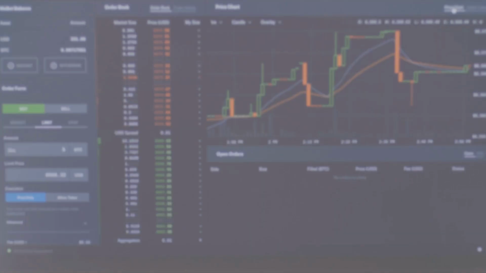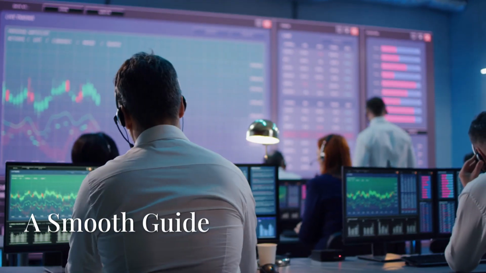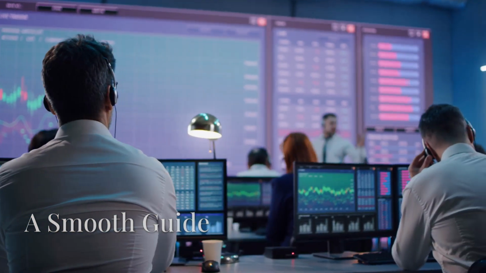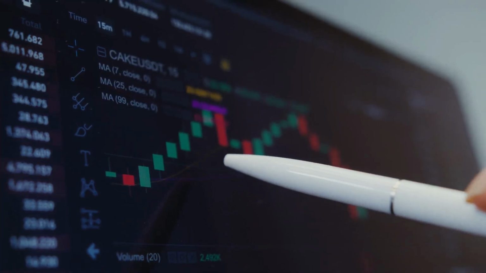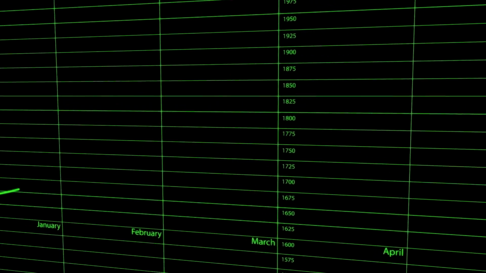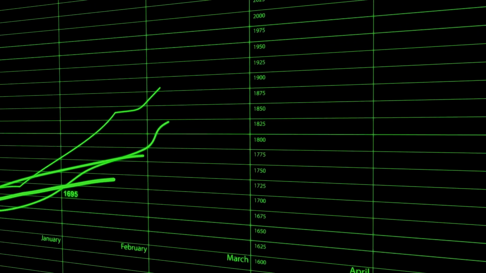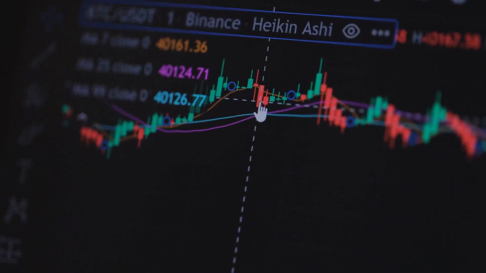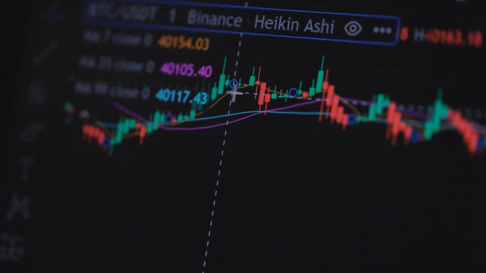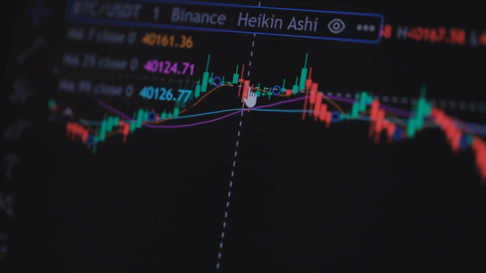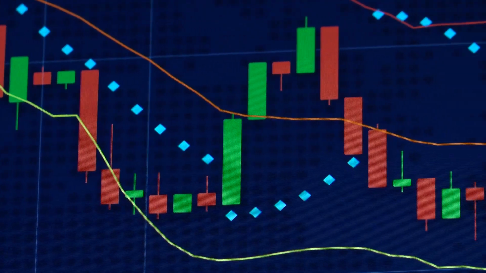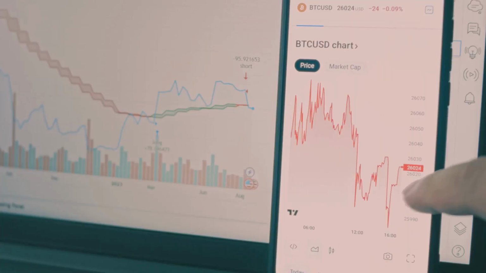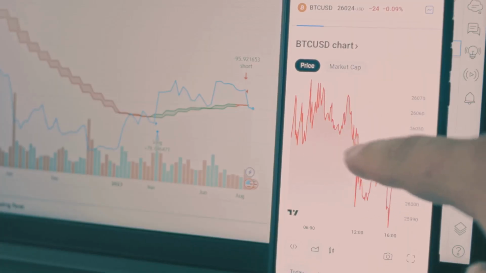Why are moving averages so powerful? What exactly is a moving average? It is a continuously calculated average price. This average covers a specific number of past periods. For example, a 20-day moving average uses the closing prices of the last 20 days. Each day, the oldest price is dropped and the newest price is added. This makes the average move over time, creating a smooth line on your price chart.